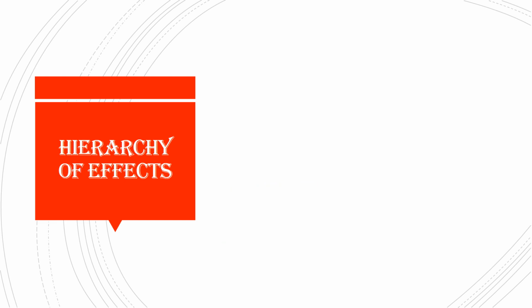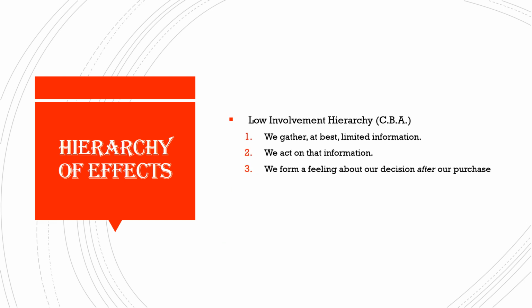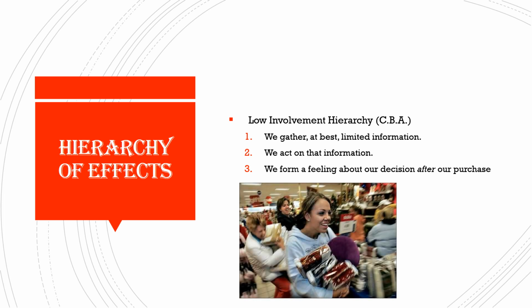But sometimes consumers are not very much involved. And when consumers are not highly involved, we speak of what is called a low involvement hierarchy, and things are a little bit different here. With a low involvement hierarchy, we gather at best limited information. That's the cognition. We basically find out a little about a product, and then we go and purchase it or we don't. And then after the fact, we decide if we like it or not. So we form a feeling about our decision after our purchase.